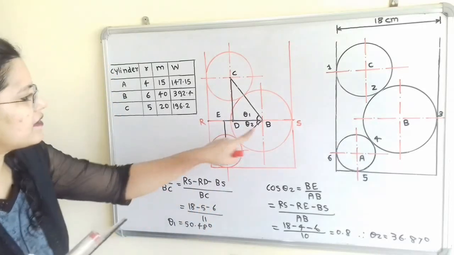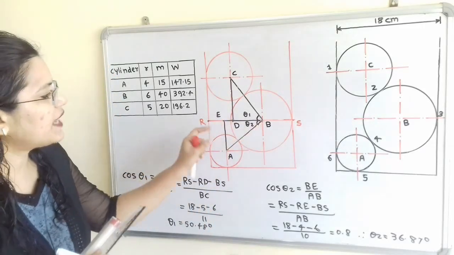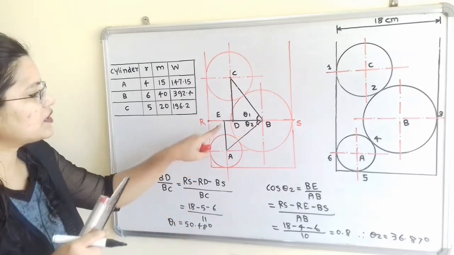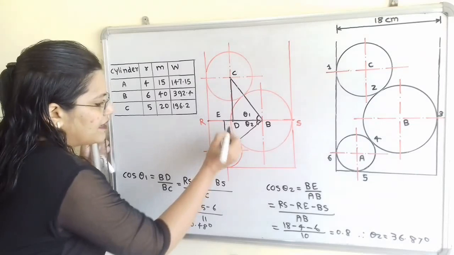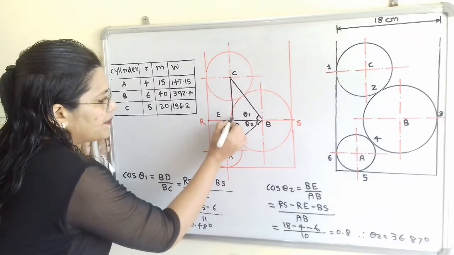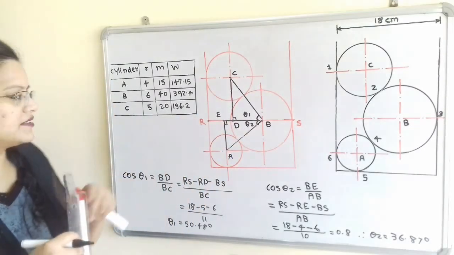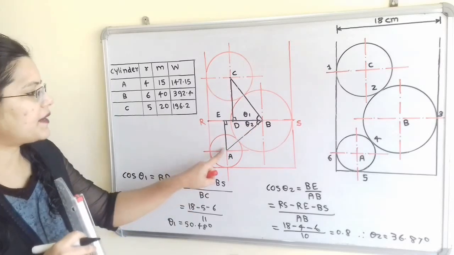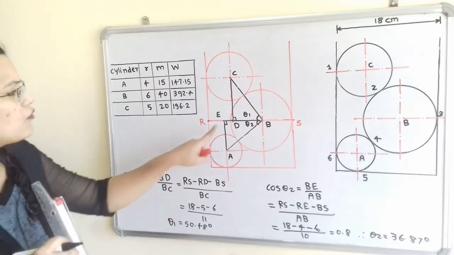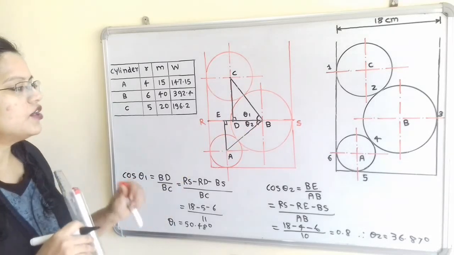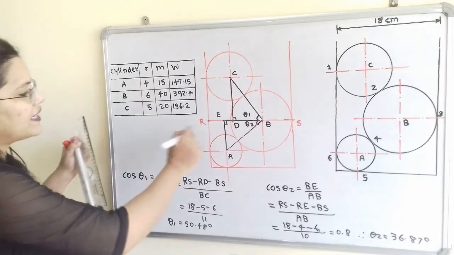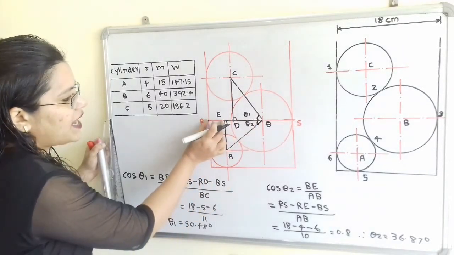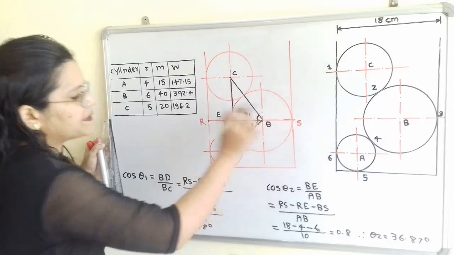So in the triangle BAE we have to find out theta 2. So we can write here cos of theta 2 is equal to, so this is the right angle triangle because here is the perpendicular lines. So cos of theta 2 is equal to BE divided by AB. Now how to find out BE distance? So if we observe, we have to take here this total distance RS minus RE minus BS.